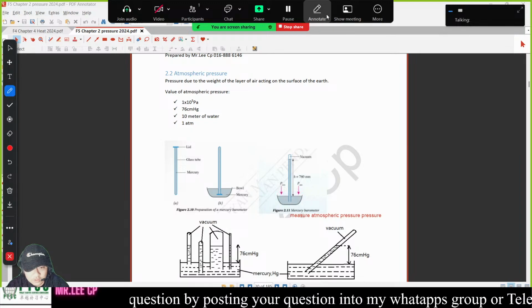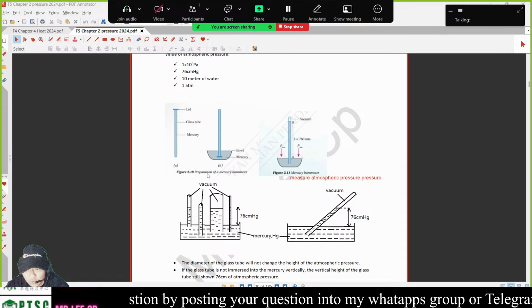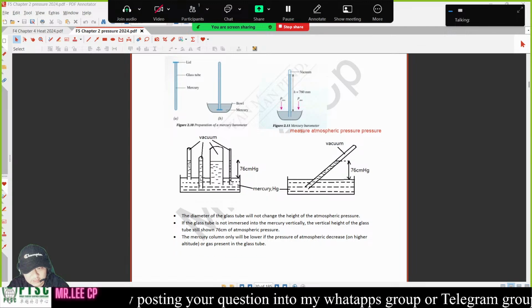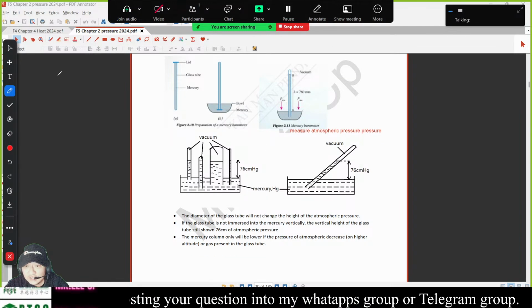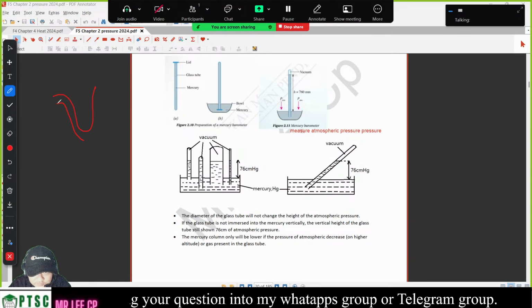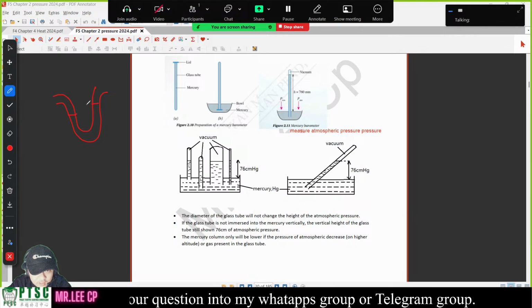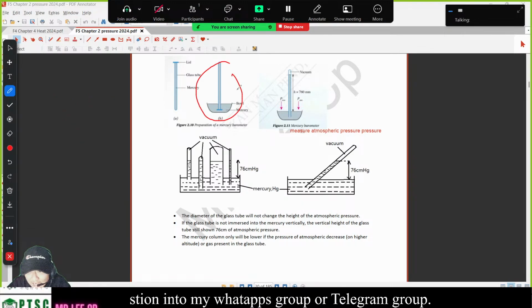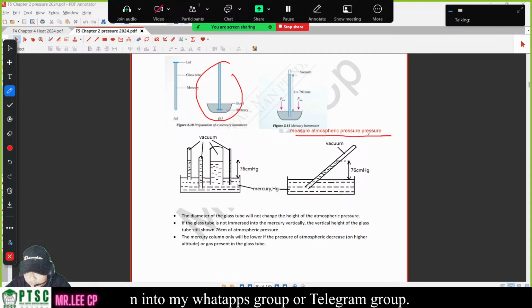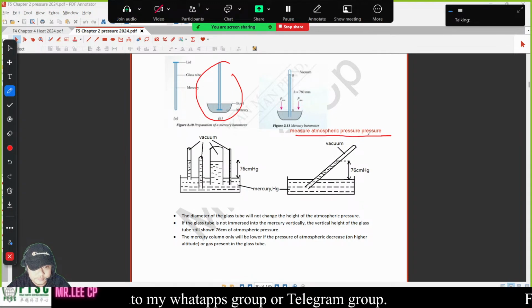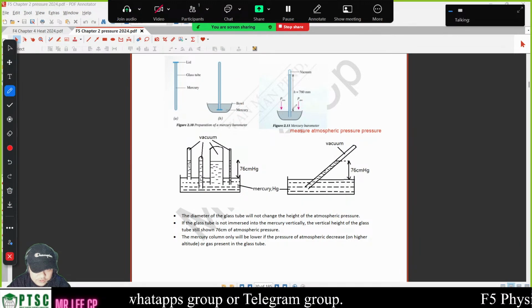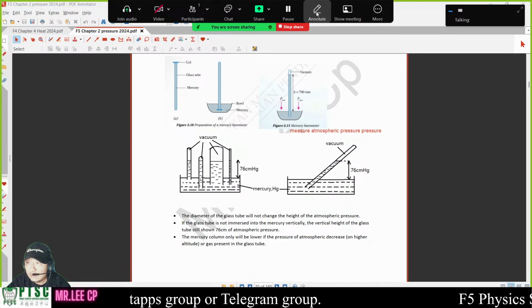So now you need to know this one, it is a barometer. And then another one, it is U-tube manometer. This one is U-tube manometer. Okay. This one is barometer. What is the use of barometer? Measure atmospheric pressure. Okay, so now make sure you know this.